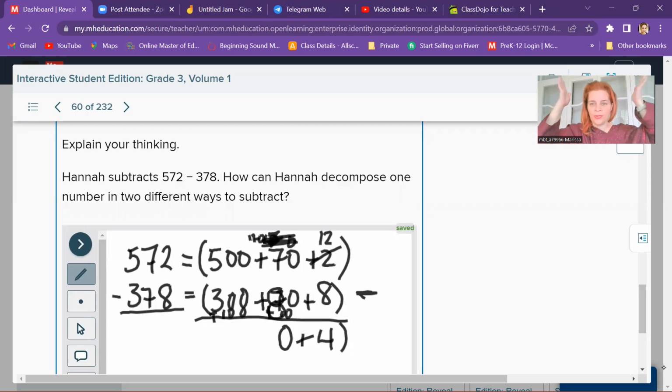17 take away 8. Okay, put 17 in your head and 8 in your fingers, and you're going to count backwards. 17, 16, 15, 14, 13, 12, 11, 10, 9. Okay, so we know that 170 minus 80 is 90.